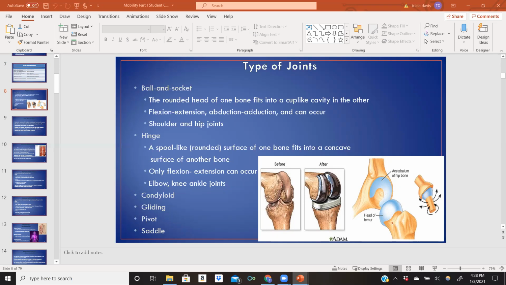You have your pivot joint, which is a ring-like structure that turns on a pivot. Movement is limited to rotation. Examples are the joints between the atlas and the axis of the neck, and between the proximal ends of the radius and the ulna at the wrist. And then you have a saddle joint, which has bone surfaces that are convex on one side and concave on the other. Movements include flexion and extension, adduction and abduction, circumduction, and opposition. An example would be the joint between the trapezium and the metacarpal of the thumb.